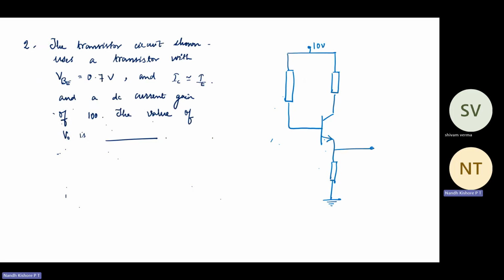Okay. And they are telling this is my V naught. So we have to take the voltage, emitter voltage. And they have also given this is 150 ohms, this is 100 kilo ohm, and this is 5 kilo ohm. So the circuit is given, they have given what is VBE, and they have told IC is almost equal to IE, DC gain is 100. So what is the value of V naught?